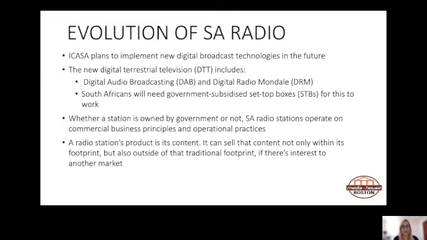Currently, this is being tested. I mean, you can buy radio devices. I personally have one that can do both DAB and FM. So a couple of radio stations are already being tested on both of these. Okay, so it's not being switched off on the FM frequency. They're currently being used for both. Whether a station is owned by the government or not, South African radio stations operate on commercial business principles and commercial operational practices.